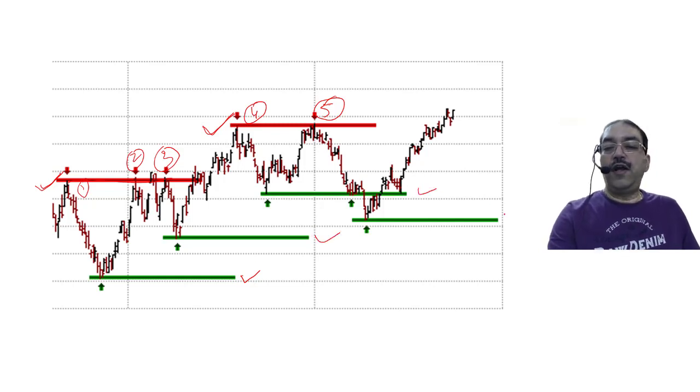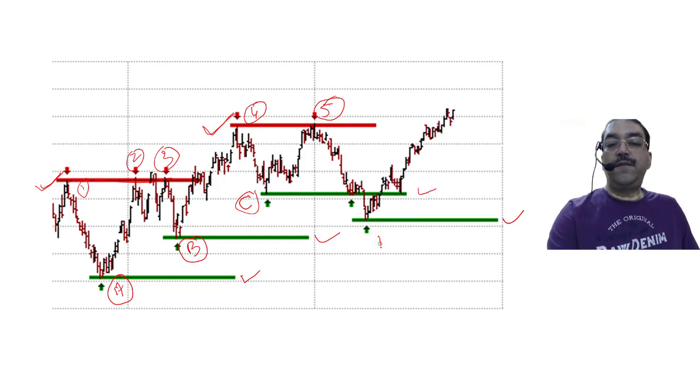How many lines are there? 4 lines are there. So this is the first point of fall, I'll call it A. This is the second point of fall, I'll call it B. This is the third point of fall, I'll call it C. This is the fourth point of fall, I will call it D. And this is the fifth point of fall, I will call it E.